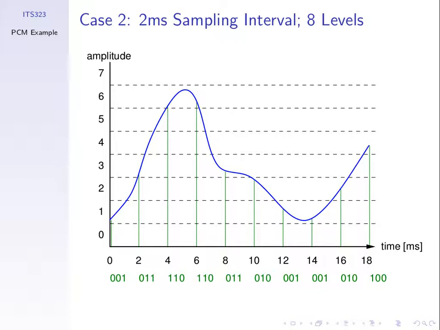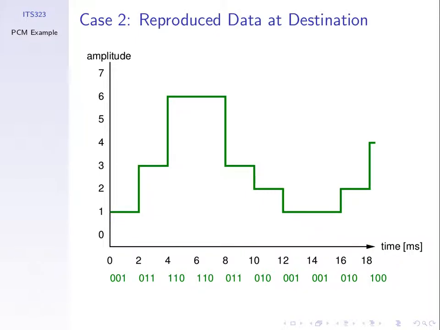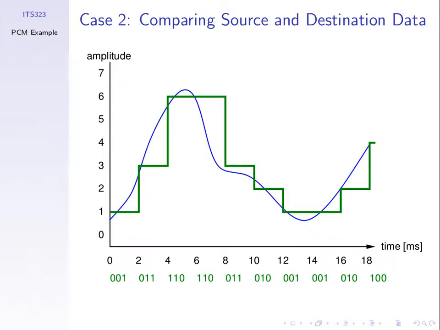We'd send those bits across our link. The receiver receives those bits and produces an analog output. And we get this. And maybe you can see it's a little bit closer to the blue one. We'll compare them later. Because we're sampling at a higher rate, a higher frequency, we get a more accurate representation of the output analog data when we compare it to the input analog data.